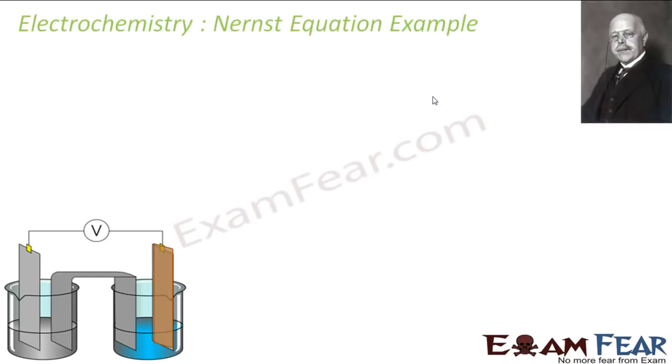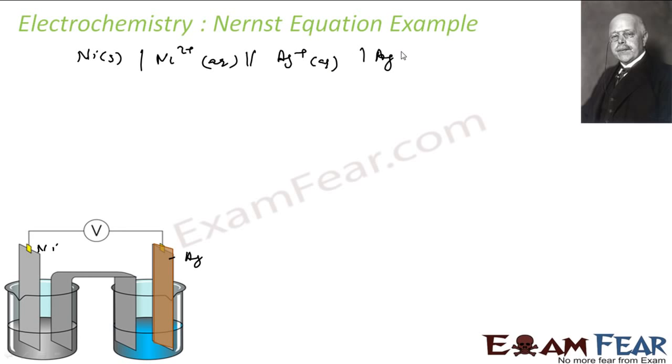On the Nernst equation, let's assume I have a reaction here. I have nickel and I have silver. The reaction is nickel solid becomes nickel 2 plus aqueous, and Ag plus aqueous gives Ag. I have to find the Nernst equation for this, assuming they are not 1 molar.